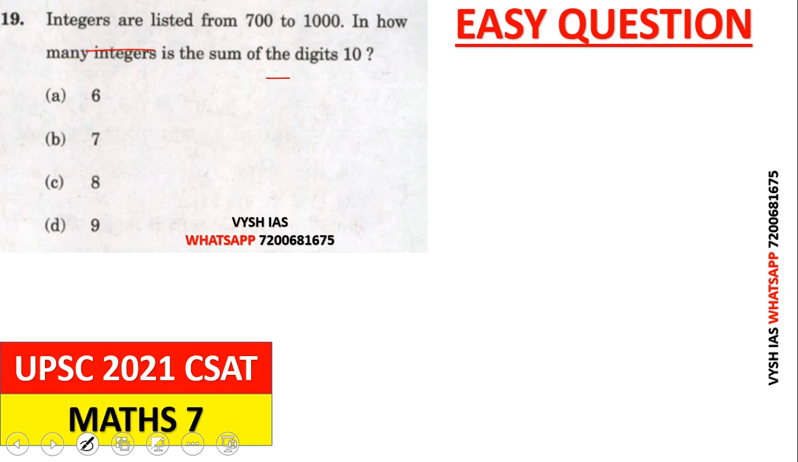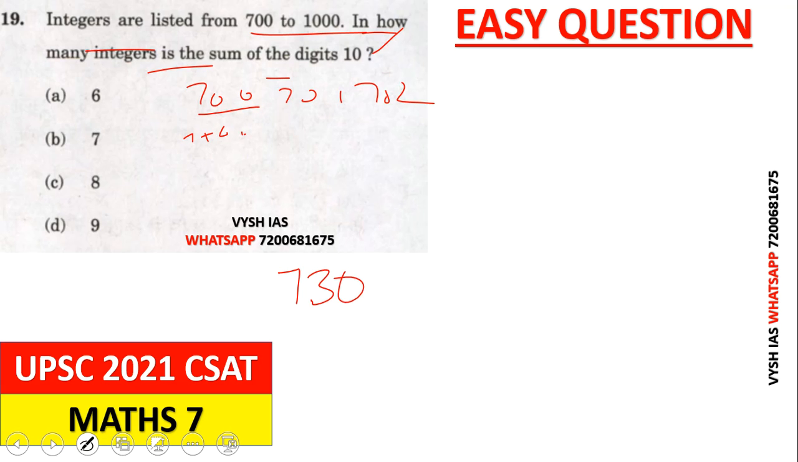But it's actually asking what? Integers are listed from 700 to 1000, meaning you simply write 700, 701, 702, but there is a condition. In how many integers is the sum of the digits 10? The sum of the digits 10, the 700 is obviously like 7 plus 0 plus 0. This is not 10. And you know how it will come 10? 7, then you need 3, already 10, so make it 0, 730. This is one example. Or write 7, 0 and 3. This also sum is 10, 7 plus 0 plus 3.